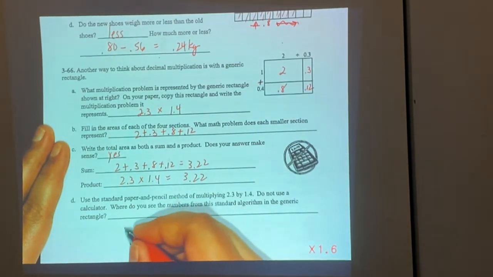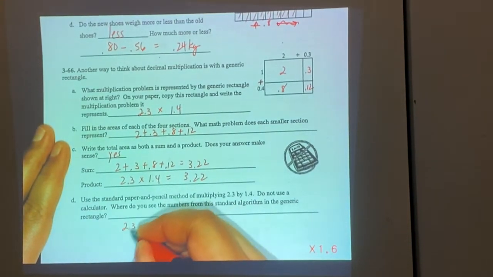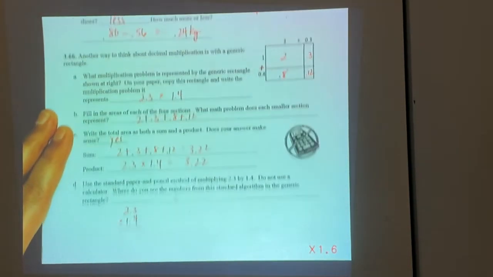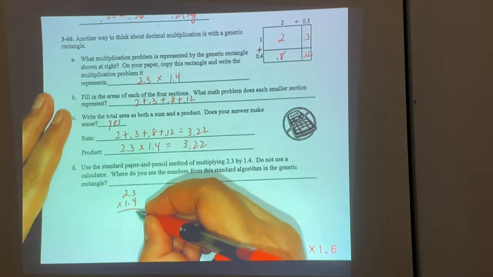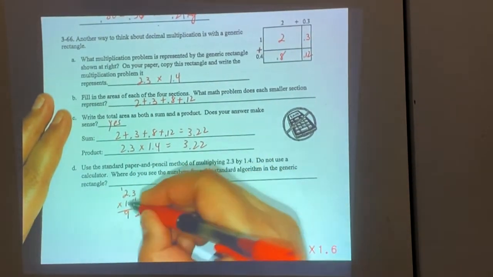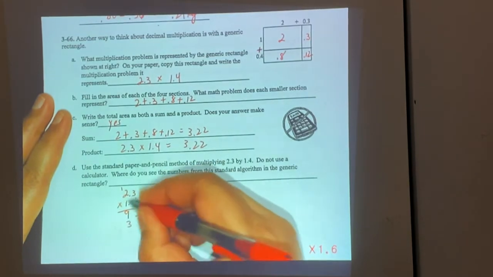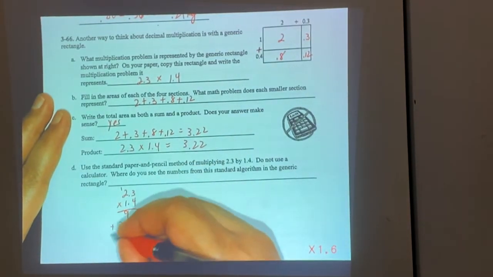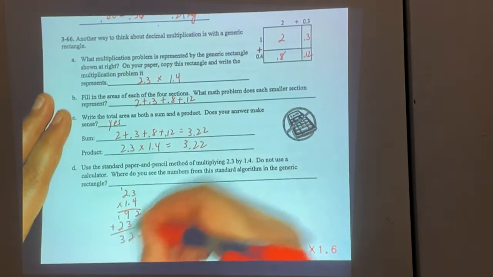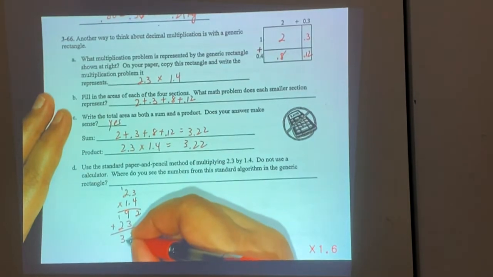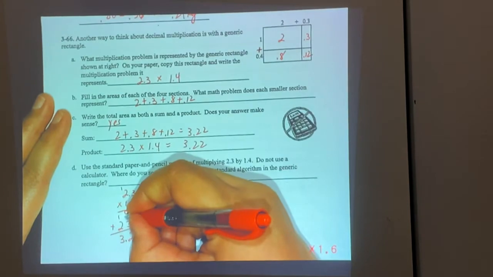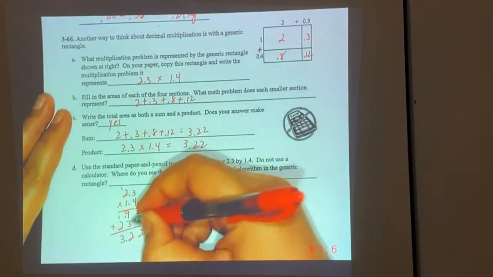Okay, let's do it down here. 2.3 times 1.4. Can you see it? Sit up a little bit, maybe. Alright. 3 times 4 is 12. Carry the 1. 4 times 2 is 8 plus 1 is 9. 1 times 3 is 3. 1 times 2 is 2. Add these up. 2, 2. Carry the 1, 3. 1, 2 decimal places. Alright. Oh, let's put our decimal places here. So there was a decimal here, and there should be a decimal here.